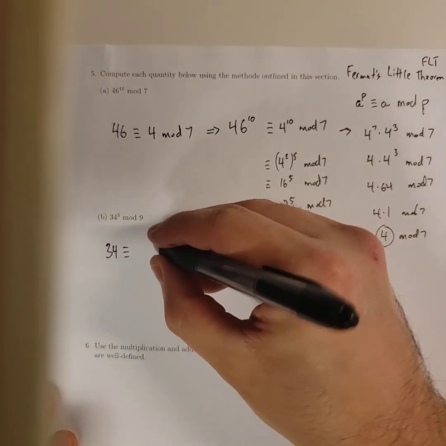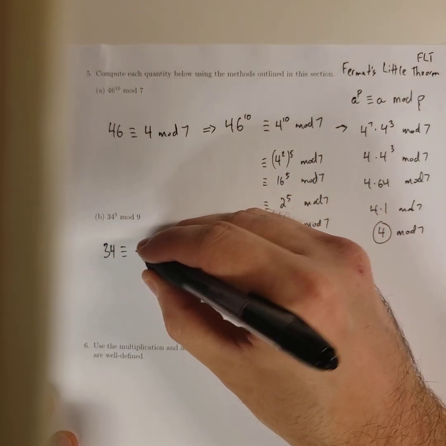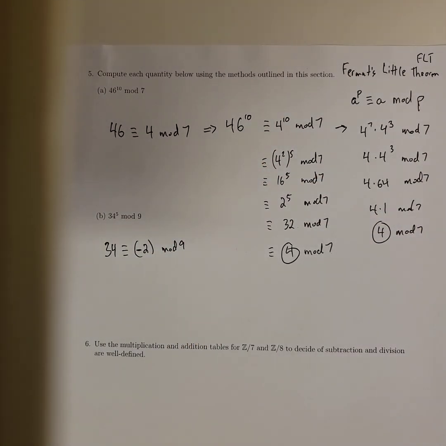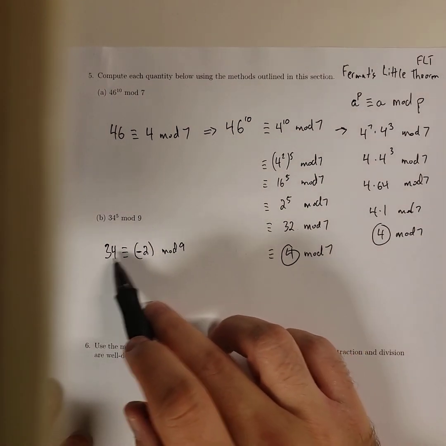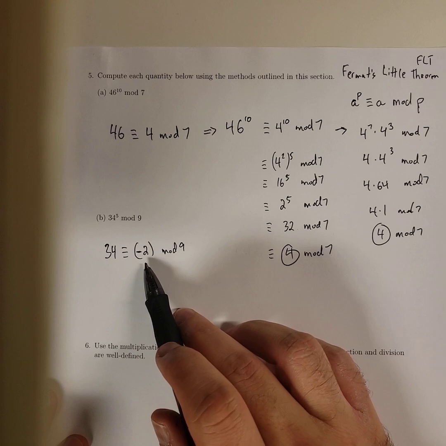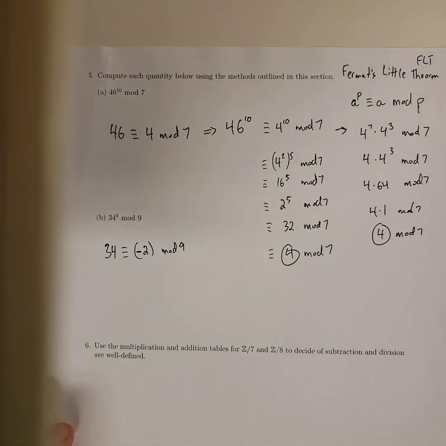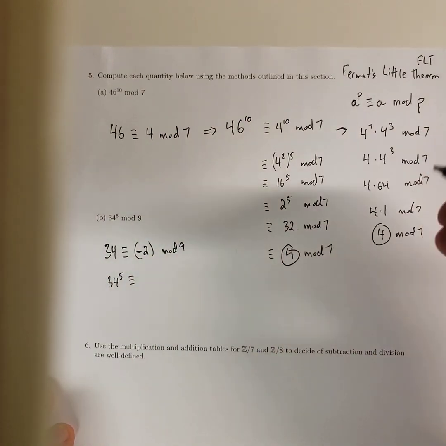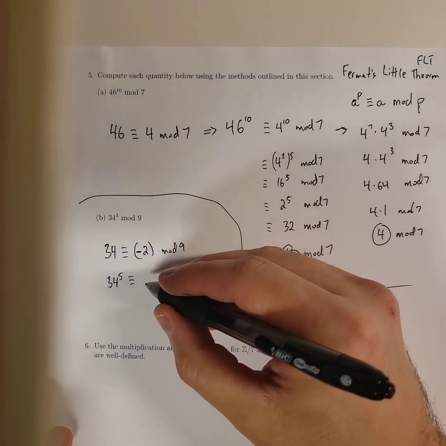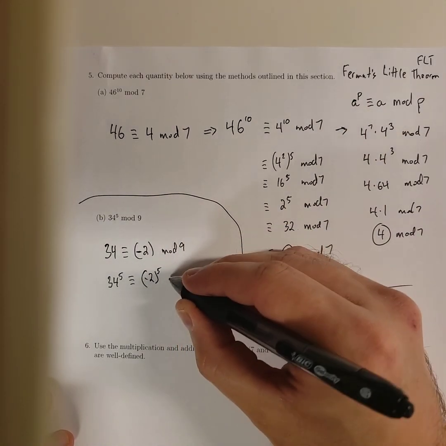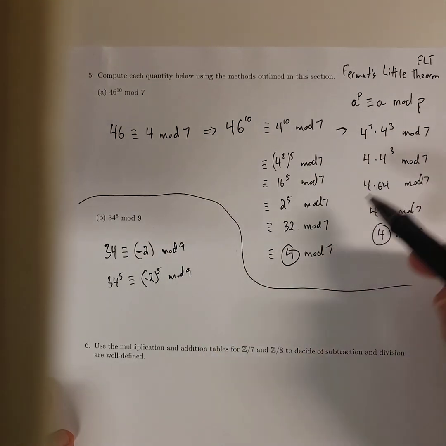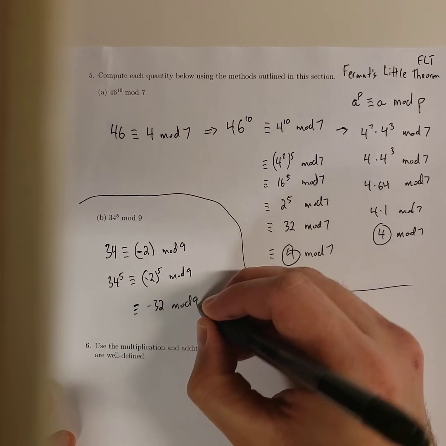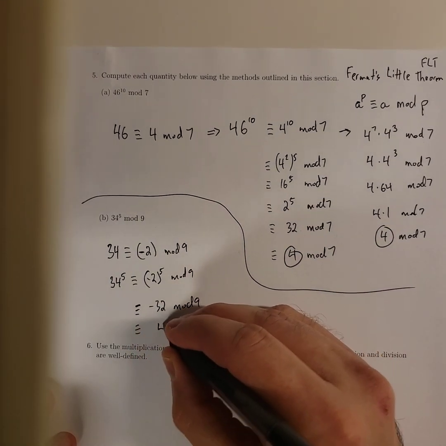But I'd rather not use 7, because I'd have to do 7 to the 5th. So let's instead use minus 2, since it's also congruent to minus 2 mod 9. Again, the way it's congruent is if the difference is a multiple of 9, and 34 minus negative 2 is 36. That's a multiple of 9. And now I raise both sides to the 5th. So 34 to the 5th right here is minus 2 to the 5th, mod 9. We already saw 2 to the 5th over here was 32, so this is negative 32. And when you work that out, you get a remainder of 4.